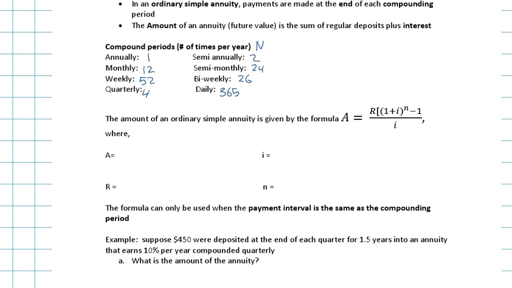So let's define the letters as well. A is your future value. So let's say if you go to the bank right now and you start depositing $100 every month for the next 10 years, A is how much money you're going to have in the account after that time. So the amount or the future value.